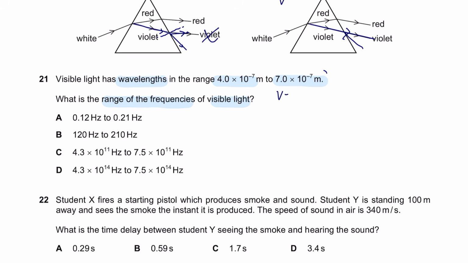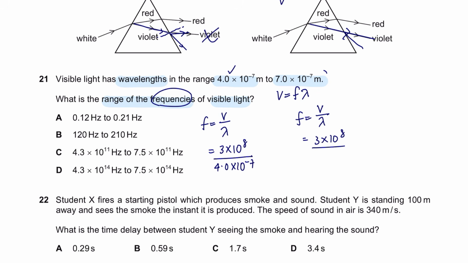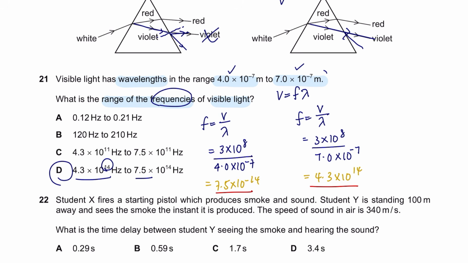We know that the speed of light is equal to frequency times wavelength. We're looking to find frequency, so that would be velocity over lambda. Your velocity is the speed of light, 3 times 10 to the power of 8. We have the first value here, which is 4.0 times 10 to the power of negative 7. And we're going to repeat the same for the different wavelength of 7 times 10 to the power of negative 7. So these are the range of values that you would get. So the answer is D, 4.3 times 10 to the power of 14 and 7.5 times 10 to the power of 14. Sorry, this should be 14.